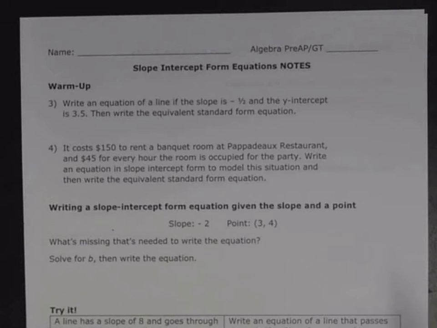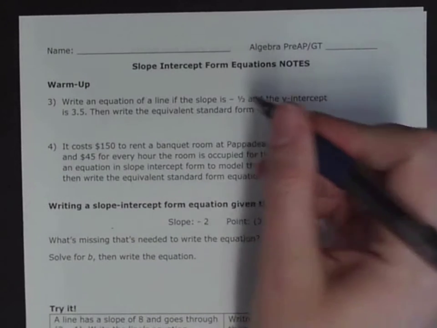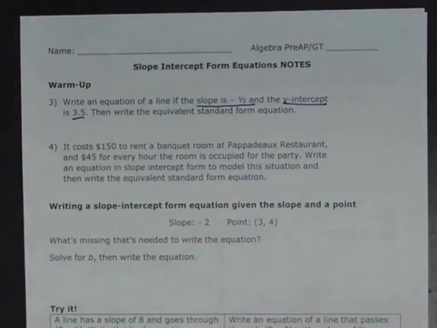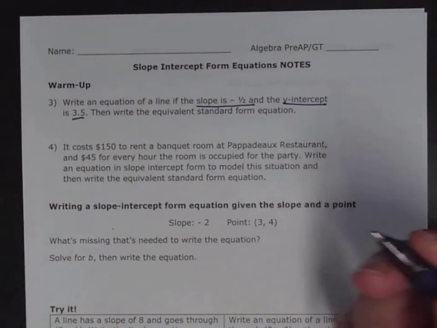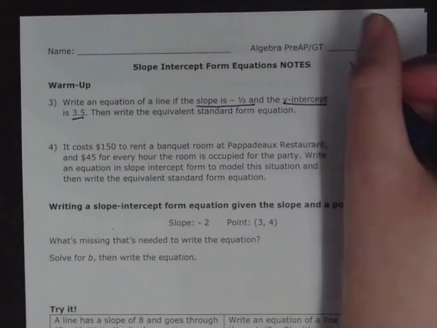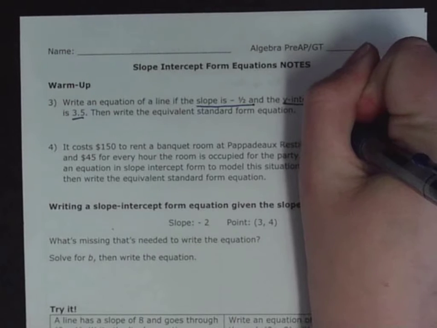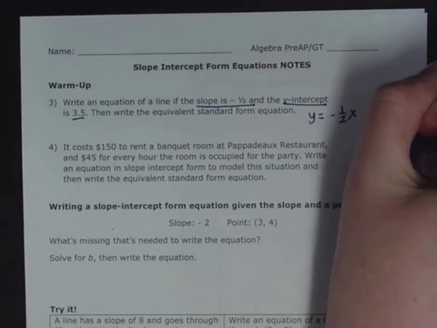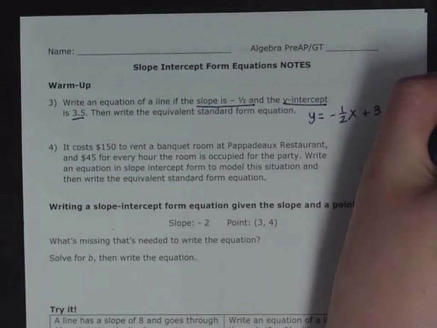Remember that we've talked about writing slope-intercept form equations, and what you need to write a slope-intercept form equation is the slope and a y-intercept. So in this case, in your warm-up, if the slope is -1/2 and the y-intercept is 3.5, slope-intercept form means it would be y equals -1/2 x plus 3.5.